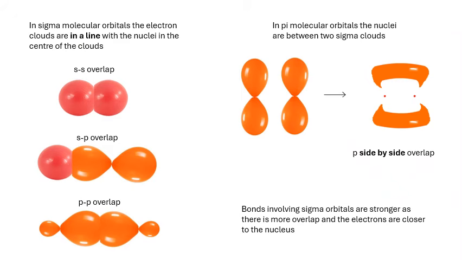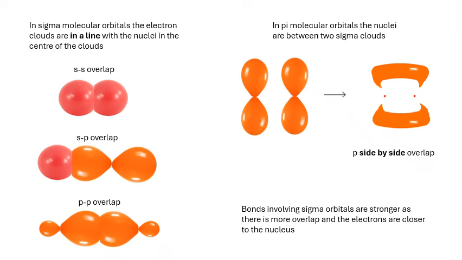And so now we're getting on to what you actually need to know. I mean, I do like explaining things. I don't want to chuck stuff at you without explaining it. But basically, the stuff on this slide is what you need to know. In sigma molecular orbitals, the electron clouds are in a line. Yes? The nucleus of each atom is in the middle. It's in the center of the clouds.